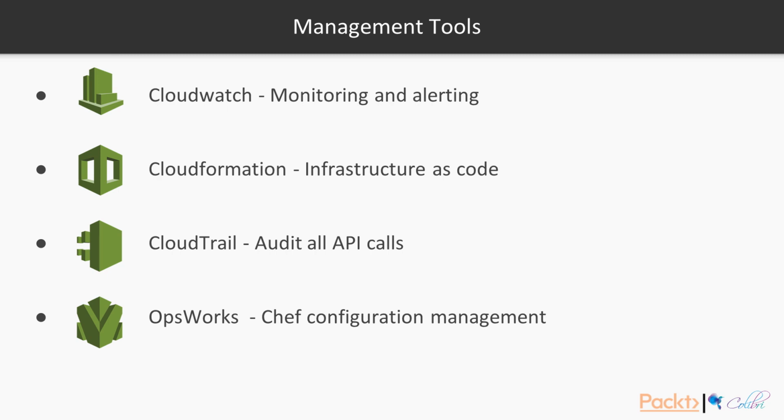CloudTrail is a way of auditing who has done what on your platform. It tracks API calls and delivers log files to you via S3. The logs include information such as the identity of the caller, their IP address, time, and what the request parameters were. OpsWorks is a Chef configuration management service. It includes automation for scaling your application based on load or time.